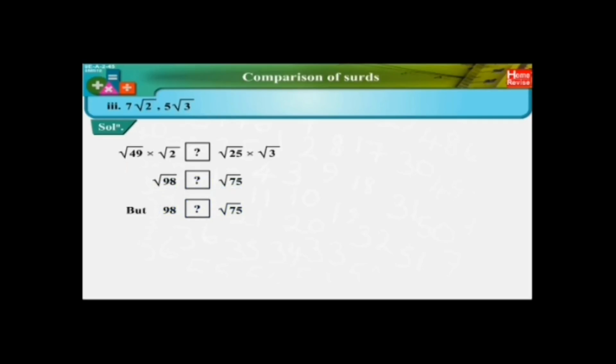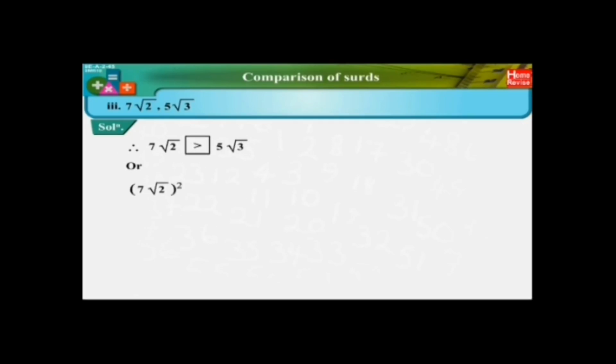3. 7 root 2 and 5 root 3. Root 49 multiply root 2 and root 25 multiply root 3, which is equal to root 98 and root 75. 98 is greater than 75, therefore 7 root 2 is greater than 5 root 3. Or by another method, 7 root 2 whole square and 5 root 3 whole square, which is equal to 98 and 75. 98 is greater than 75, therefore 7 root 2 is greater than 5 root 3.